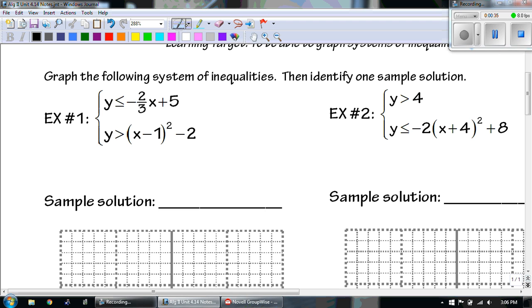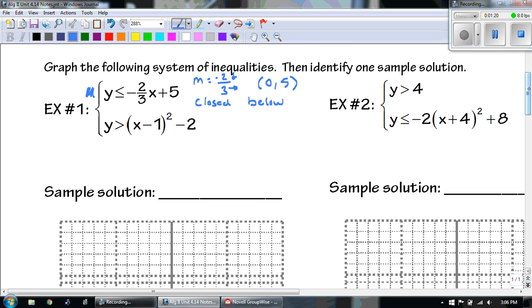Okay, so we're going to look at these one at a time, and we're going to start with the top one. The top one is a linear because there are no absolute values and it is not squared, so it is linear. My slope is -2/3, which means we're going down 2, right 3, and I begin at 0, 5. Now, the inequality tells me that it is closed, and since it's less than, I need to shade below.